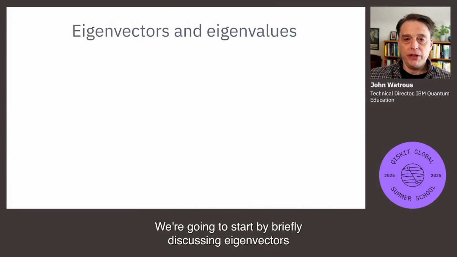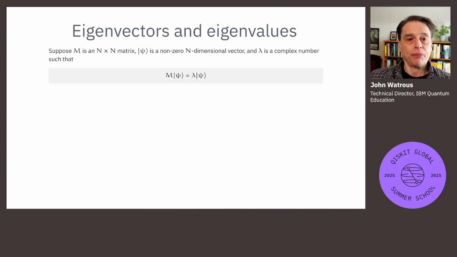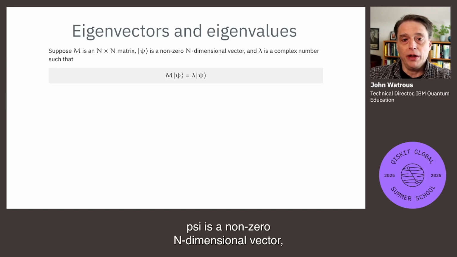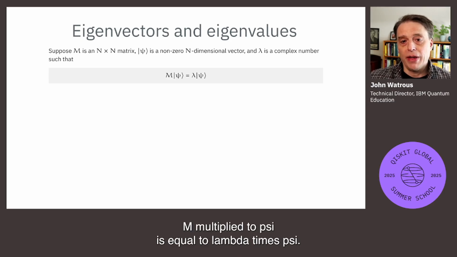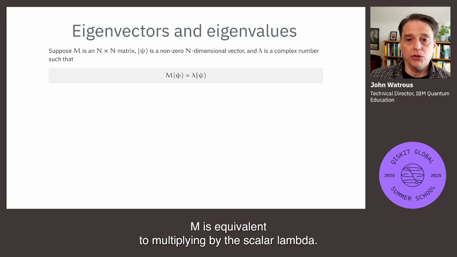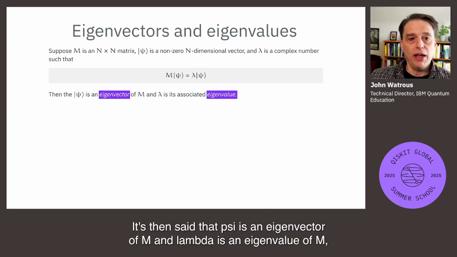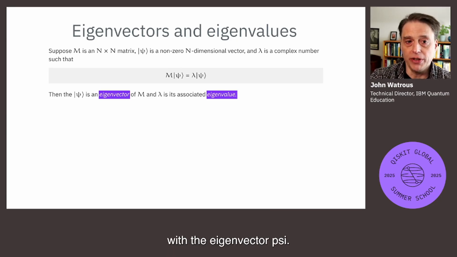We're going to start by briefly discussing eigenvectors and eigenvalues of matrices with a focus on unitary matrices. So let's suppose that M is an n by n matrix with complex number entries. Psi is a non-zero n-dimensional vector, again with complex number entries, and lambda is a complex number. Suppose further that M multiplied to psi is equal to lambda times psi. So for this particular vector psi, multiplying by the matrix M is equivalent to multiplying by the scalar lambda. It's then said that psi is an eigenvector of M and lambda is an eigenvalue of M, and more specifically, lambda is the eigenvalue that's associated with the eigenvector psi.